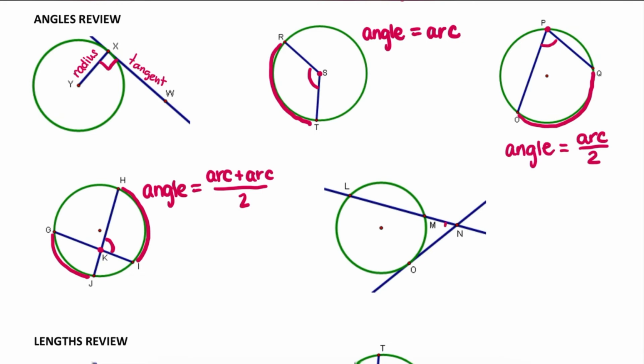Now we've got an angle with its vertex outside the circle. We're still going to look at two arcs. It's going to be this arc and this arc that are intercepted by that angle. And so when the vertex is outside the circle, we say the angle equals arc minus arc, divided by 2.